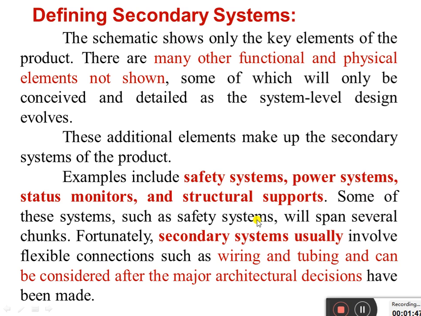Some of these systems, such as safety system, will span several chunks. Fortunately, secondary systems usually involve flexible connections such as wiring and tubing, and can be considered after the major architectural decisions have been made. So these are the secondary systems not mentioned in the architecture.